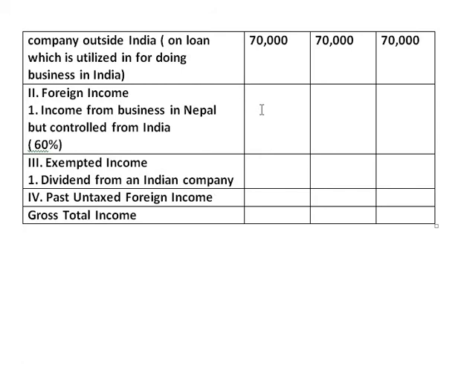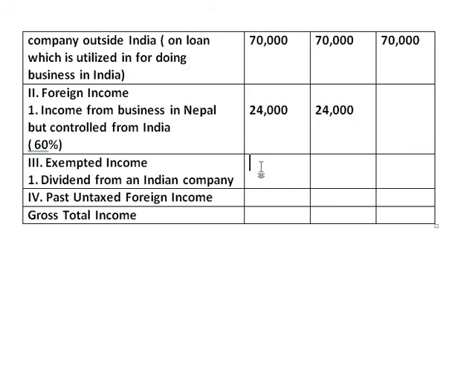So 40,000 minus 40%, or directly you can find 40,000 into 60%. What is the amount that you get? 40,000 into 60% is 24,000, and we are taking it in two columns as the business is being controlled from India.